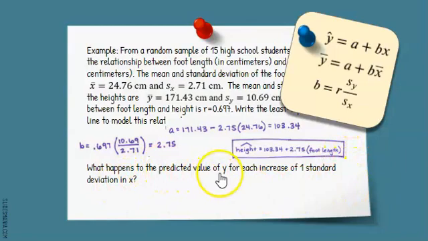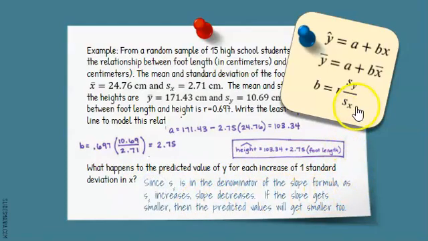So what happens to the predicted value of y for each increase of 1 standard deviation in x? Well, since the standard deviation of x is in the denominator of my slope, if this is getting bigger, then my slope is getting smaller. Therefore, if my slope is getting smaller, then that means the predicted values will also get smaller.